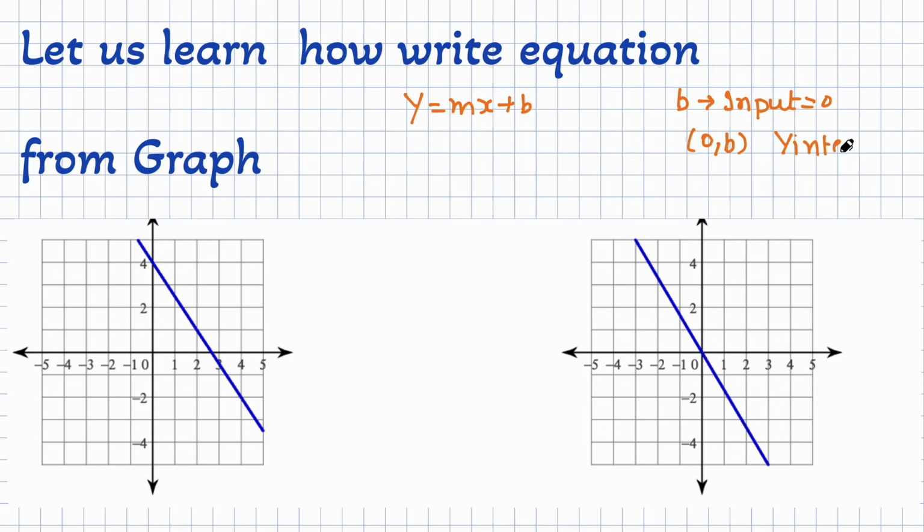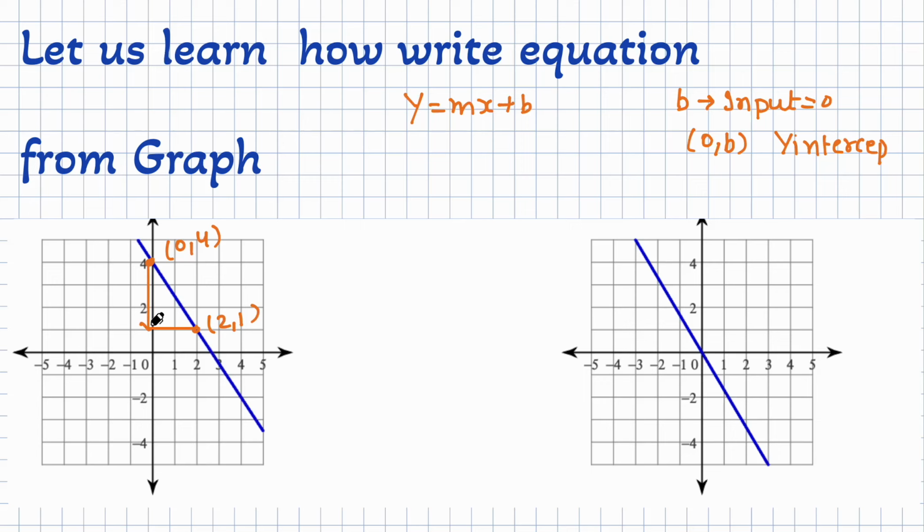So let's check what the y-intercept is here. The y-intercept is 4. Okay, so (0, 4) is the first point. Now we have to check the slope. So we have to take a horizontal line and a vertical line. Let's take these 2 points because these are the exact points. The coordinates of this point are (2, 1), right? So first I'll take this path and then I'll take this path.